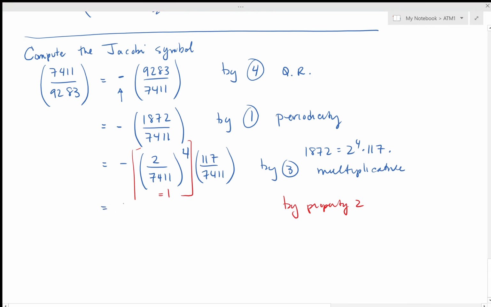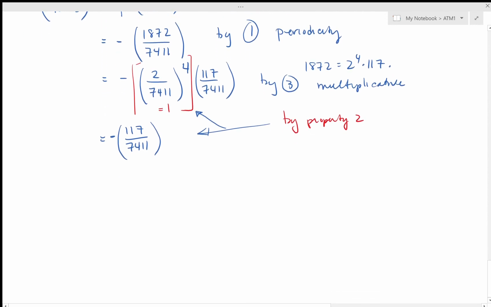That is going to then be, let's move this down slightly. That is going to be 117. The minus is still there. 117 over 7411. That is coming from property 2, eliminating that piece right there.